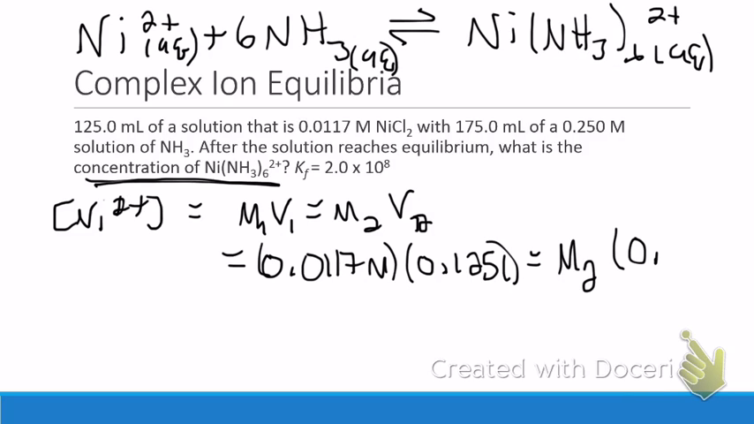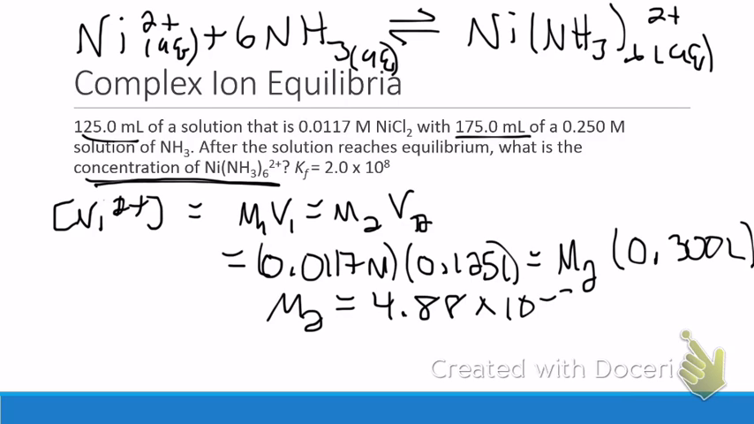Now our final volume should be the total volume of the solution. In this case, that's 300 milliliters or 0.3 liters. So here I've added the 125 milliliters of one solution to the 175 milliliters of the other. If we solve that for M2, we get 4.88 times 10 to the negative 3 molar. Then we're going to set up the same expression for ammonia, or we would if we actually needed to know the concentration of ammonia.